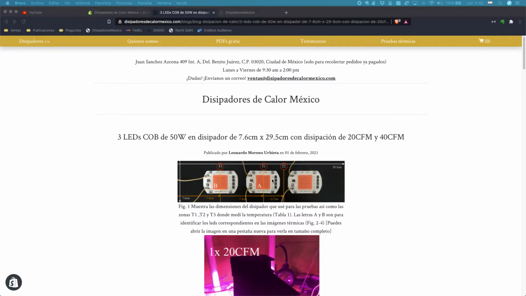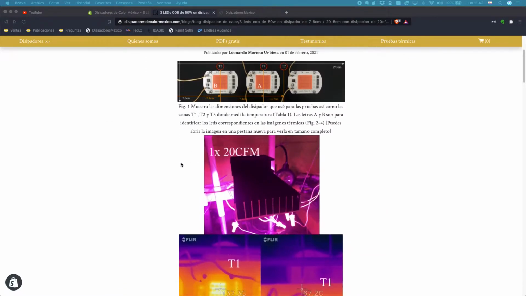This is a photo of the installation of the LEDs. They are located at an equal distance between them, located just at the center of the heatsink.